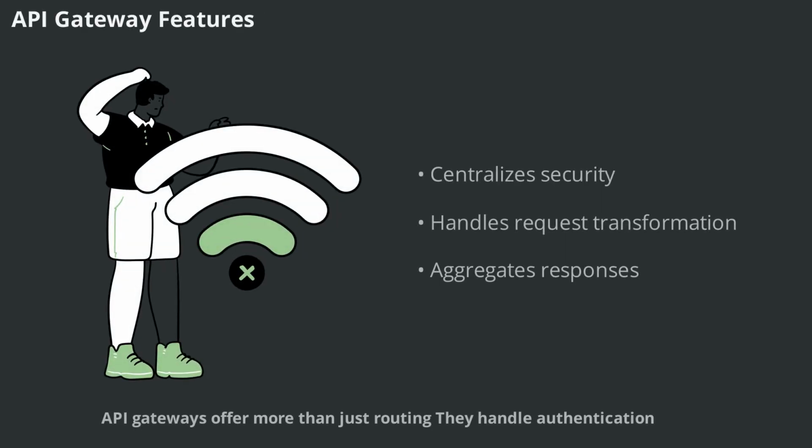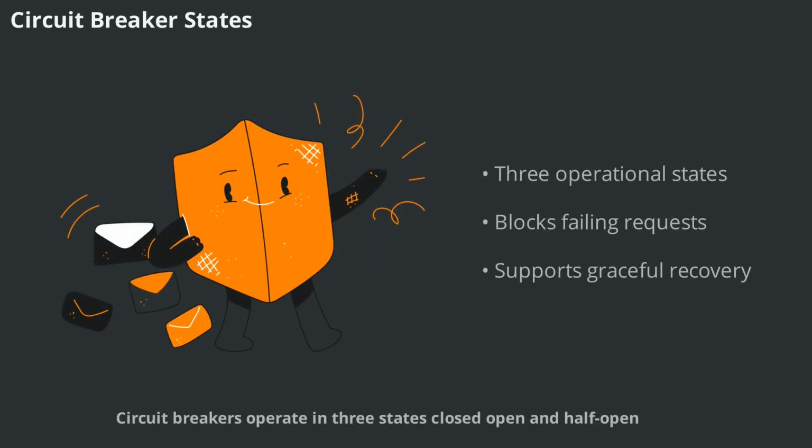API gateways offer more than just routing. They handle authentication, authorization, request transformation, logging, and sometimes even response aggregation. By centralizing these concerns, gateways simplify client development and enforce consistent policies across your backend. However, because all traffic flows through the gateway, it must be highly available and performant to avoid becoming a single point of failure.